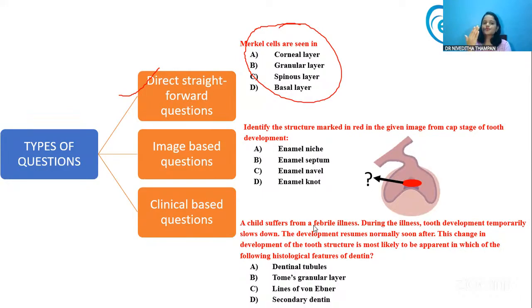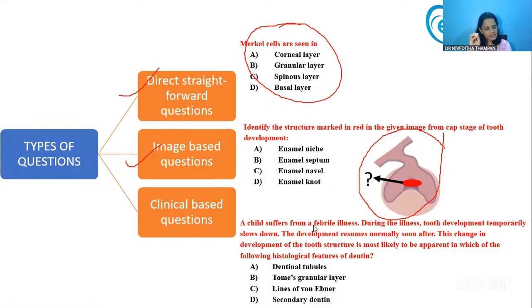Then you will get image based questions also. Image based question means they can give an image like this and ask you to identify the marked structure or identify which structure is shown in the image. Image based questions are also a favorite of examiners for the NEET MDS examination from oral histology. Around 15 to 20 percent of the questions can be such image based questions. So they can ask image based questions also.